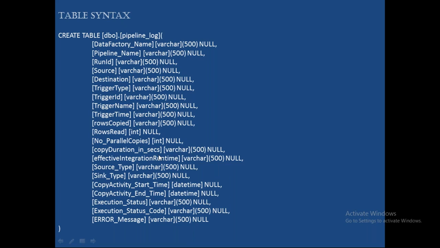Copy activity start time, when the copy activity started. Copy activity end time, when the copy activity ended. Execution status means whether your pipeline succeeded or failed. Execution status code means if it succeeded, you will get a 200 status code. If it failed, you will get a failed status code. Error message: if the pipeline failed, you will get some error message. If the pipeline succeeded, the error message value will be null. Okay, so with all these columns, I'm creating the pipeline log table.